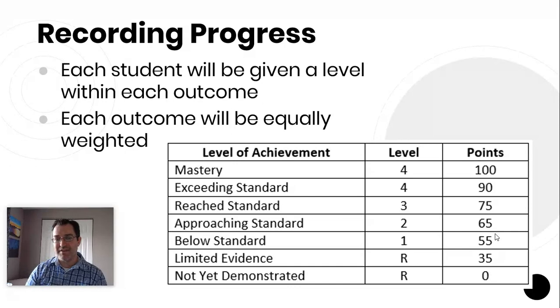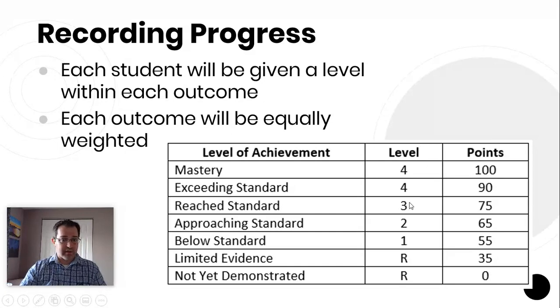Keep in mind, at the end of the day, we still need to create a report card. We still need to give the students a percent. So that still needs to happen at the end. This is just hopefully a better way of getting at that. So every time we're assessing a student, they can only ever achieve one of these 7 levels of achievement within each outcome. So ideally, we're getting towards the top.